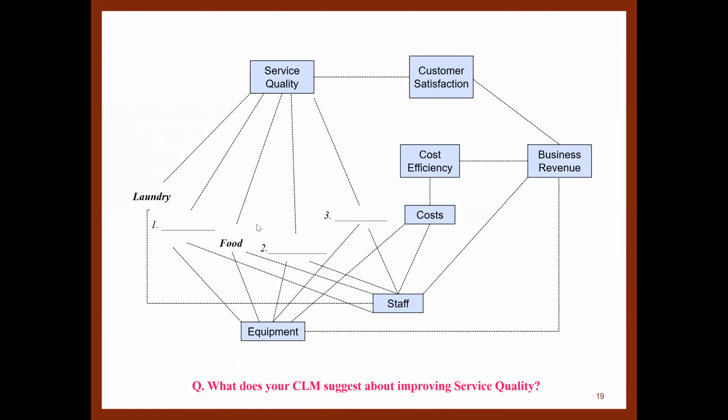I can tell you there's no right or wrong answer for this exercise. I want you to think about it. I want you to connect this. I mean, you're going to use every dotted line. So if you think that laundry has a positive reinforcement on service quality, then you can just draw something like this. Okay, so you're going to do that for every dotted line in the diagram. And then at the end, once you have the whole thing, you're going to answer this question. What does your causal loop model suggest about improving service quality?